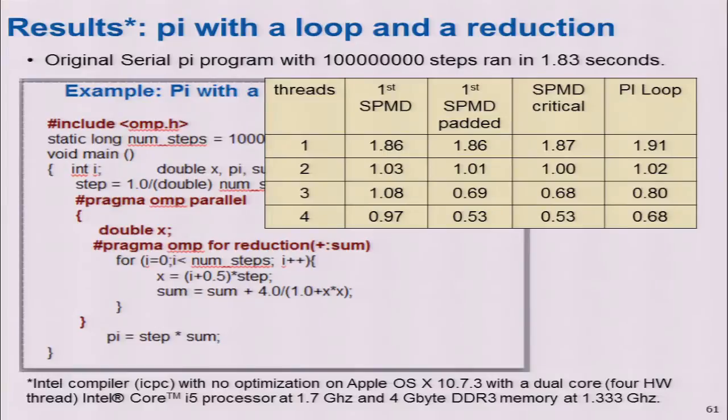So there's a little bit of overhead up front. But I get pretty decent performance, so by four threads I'm at 0.68. And I can get that a little better if I played around with the schedule. And you had a question.